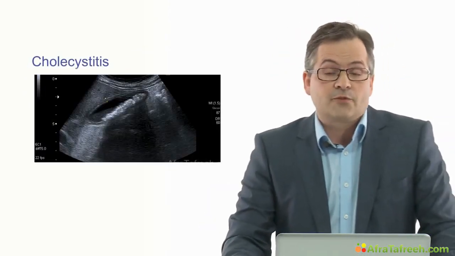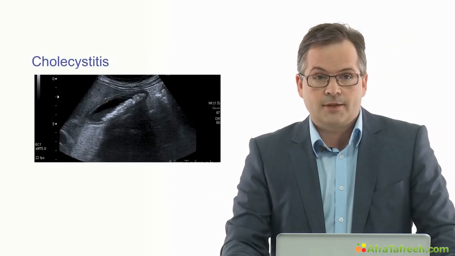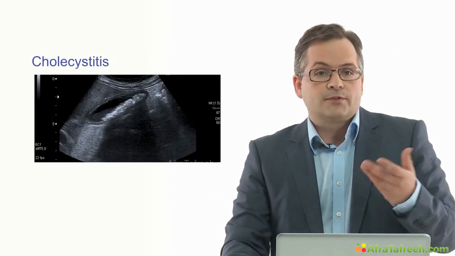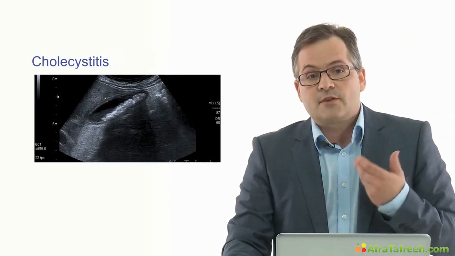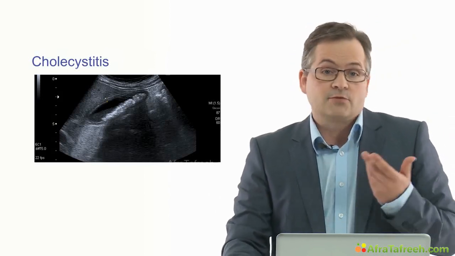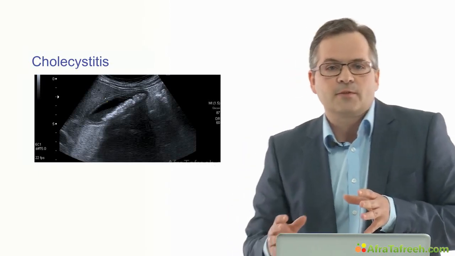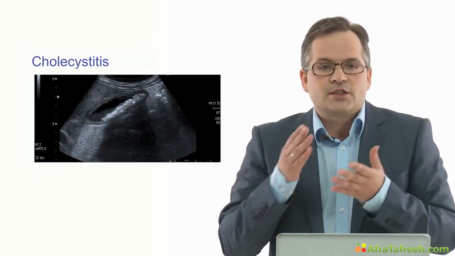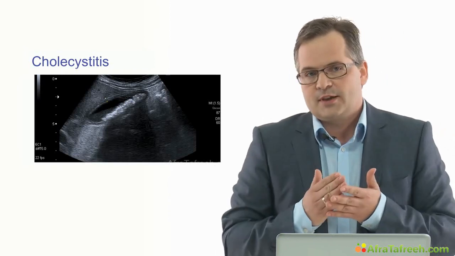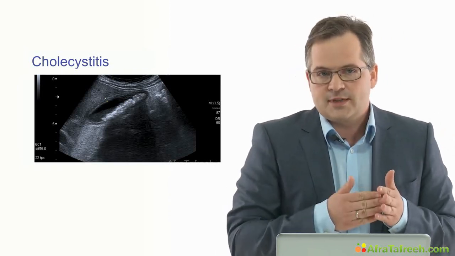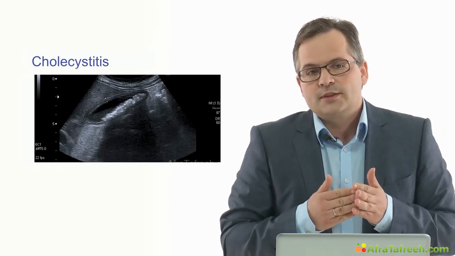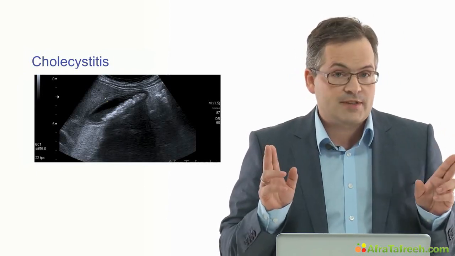What are the findings of an acute inflammation of the gallbladder? The thick wall of the gallbladder shows us its various layers. Already 3 layers will be visible. And moreover, some pain is felt when the gallbladder is touched or nearly touched by the transducer while we're doing the exam. And this we call the sonographic Murphy sign.